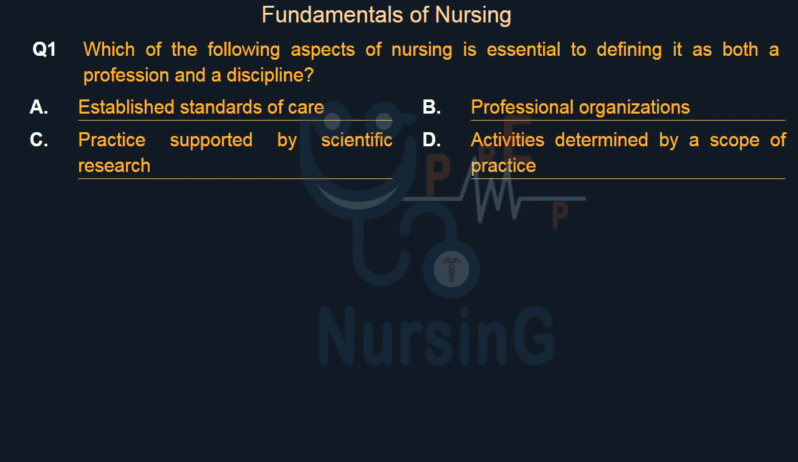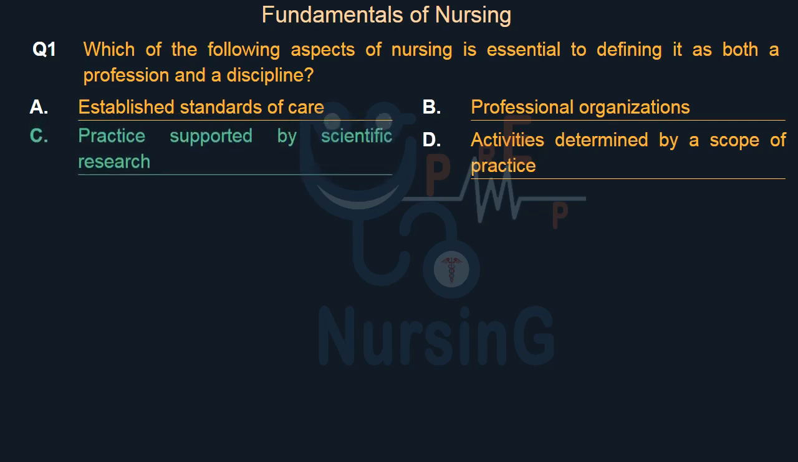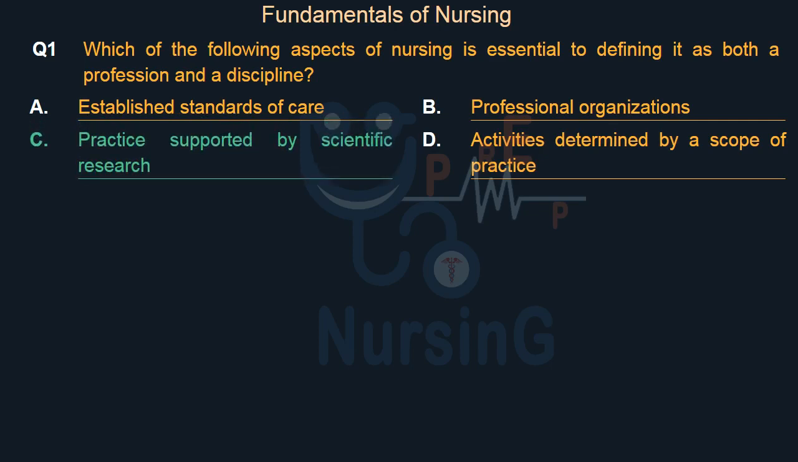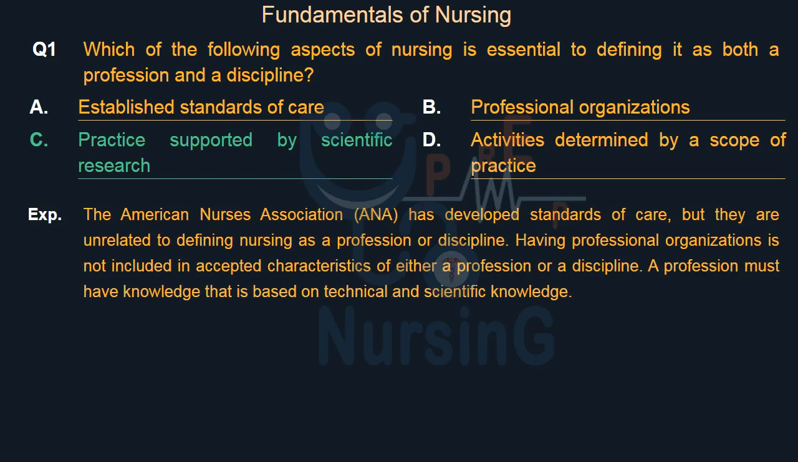Right answer is Option C. Practice supported by scientific research. The American Nurses Association, ANA, has developed standards of care, but they are unrelated to defining nursing as a profession or discipline. Having professional organizations is not included in accepted characteristics of either a profession or a discipline. A profession must have knowledge that is based on technical and scientific knowledge.